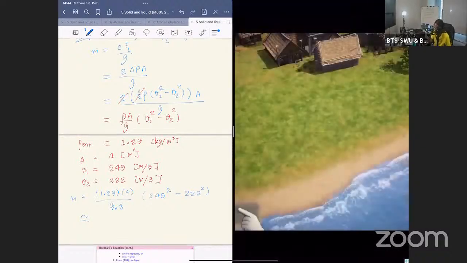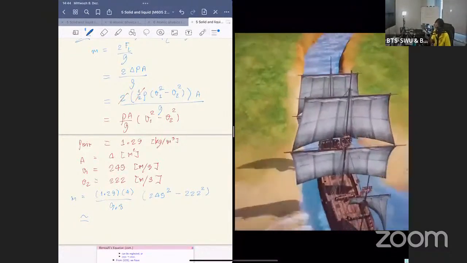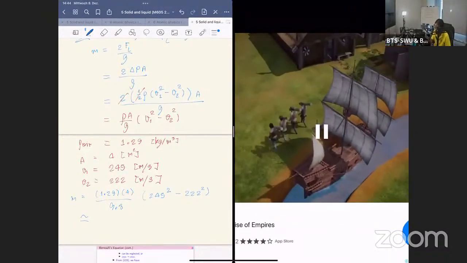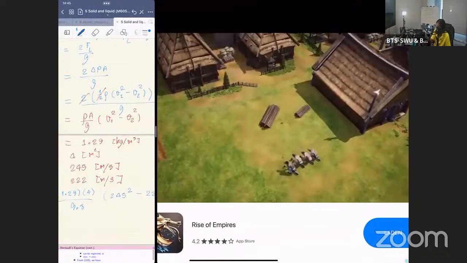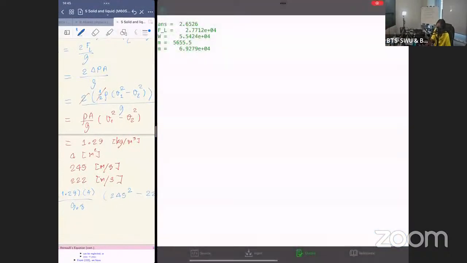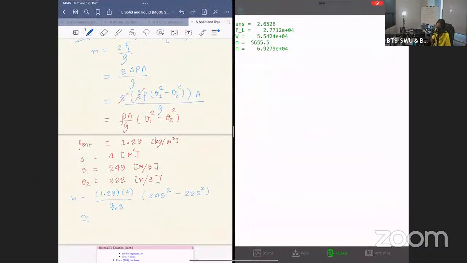What is that? Okay. Yes, the result is 6.9279 times 10 to the 4, kilogram.